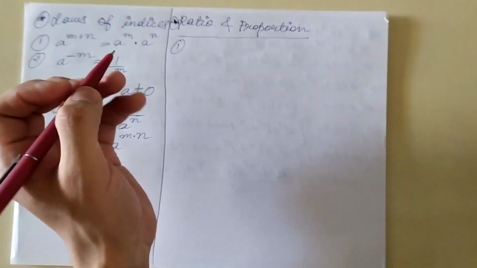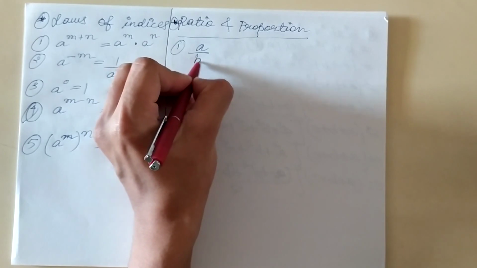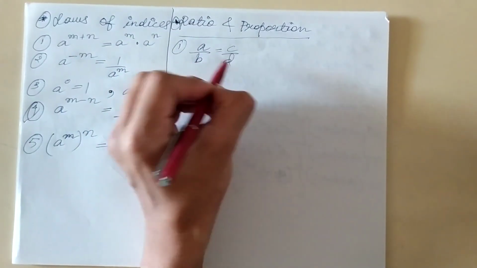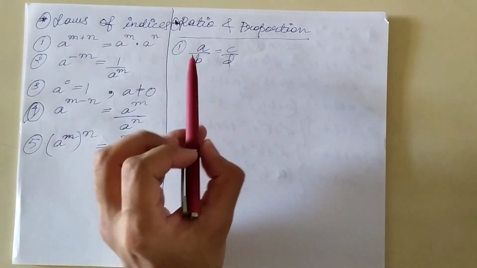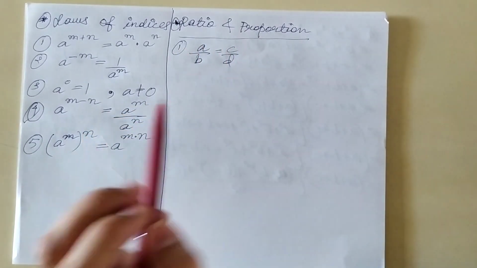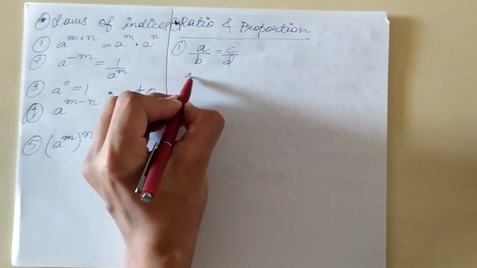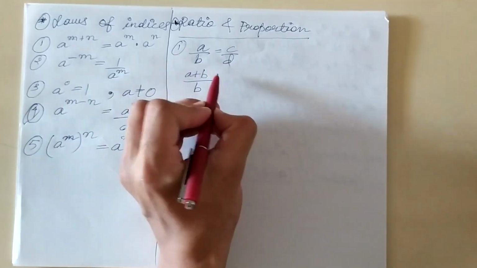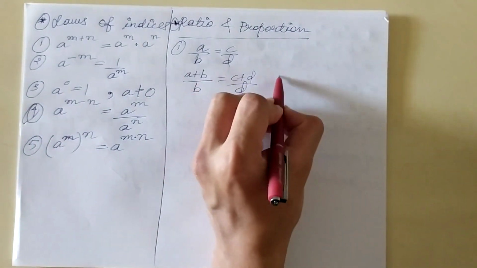So in ratio and proportion, first let us discuss componendo, dividendo and componendo dividendo. Assume that A by B is equal to C by D. So this is given, A by B is equal to C by D. Now we know that if we add 1 on both sides of an equality, the equality still holds. So on adding 1 on both sides, we get A plus B upon B is equal to C plus D upon D. So this is nothing but componendo.